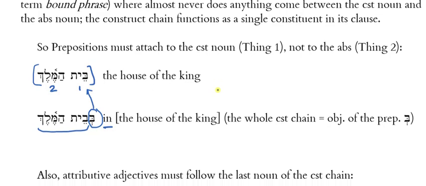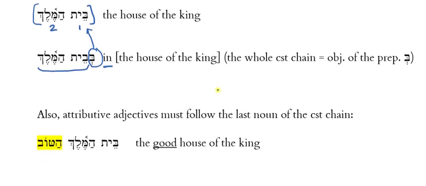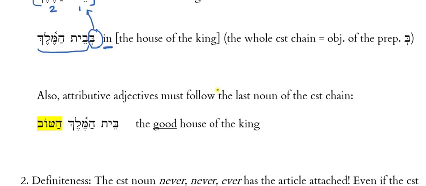Now if I want to add an attributive adjective to describe one of the nouns of the construct chain, I can't stick it in the middle between the two nouns of the construct chain. It has to wait until the construct chain is over. So if I have Beit HaMelech, that's the house of the king. But what if I want to specify that it is a good house that is the house of the king? How do I do that?